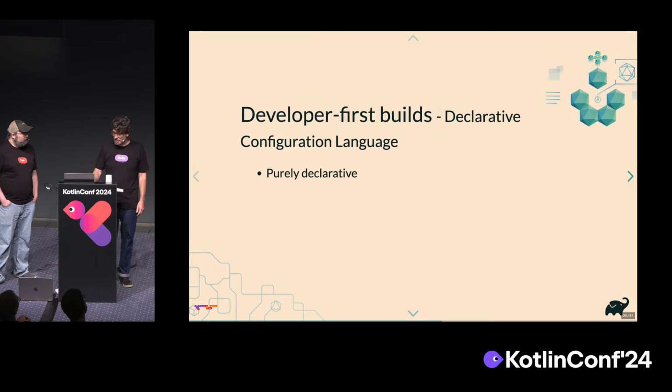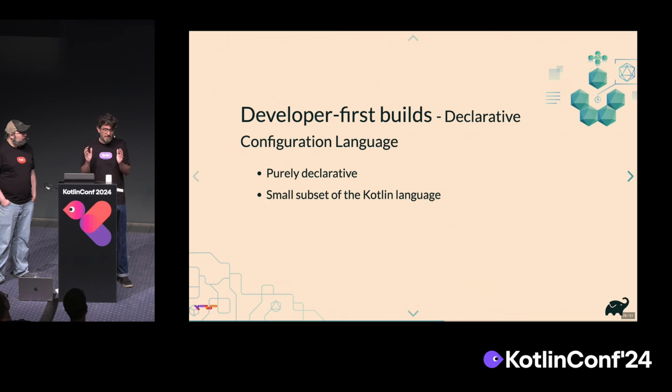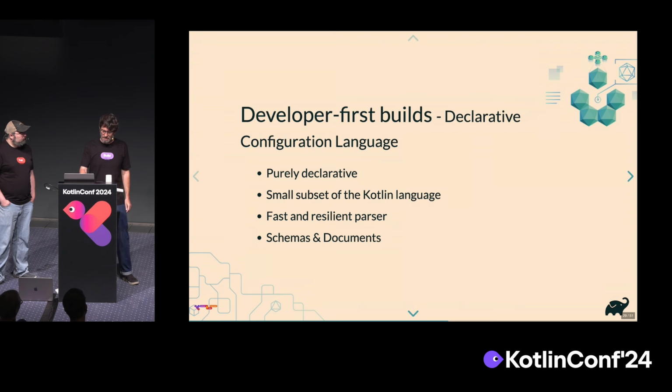So the configuration language we came up with is purely declarative, meaning not Turing complete, no flow control. There is only one way to do one thing. And it's a tiny, tiny subset of the Kotlin language. So the syntax is very familiar, and it leverages the expressiveness of Kotlin. So it's declarative, but you can still have beautiful build definitions. And because it's a tiny, tiny subset of the Kotlin language, we were able to build a fast parser and a resilient parser thanks to a clear syntax. We will explain a little bit more about the resiliency. And the language is built around schemas and documents, just a bit like XML.